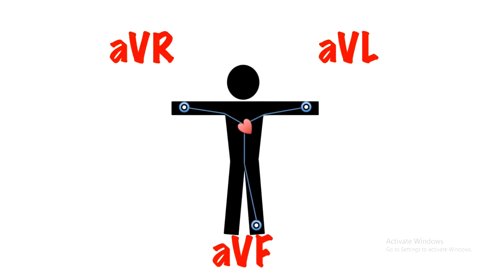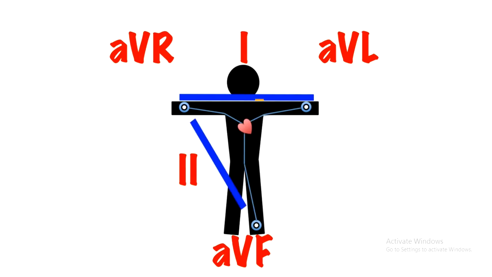You may have heard of Einthoven's triangle. Its details are beyond the scope of this talk, but essentially you can create 3 further virtual leads. Lead 1 by combining the information from AVR and AVL. Lead 2 by combining the information from AVR and AVF. And lead 3 by combining the information from AVL and AVF. These leads will look at the heart from the following angles or vectors.